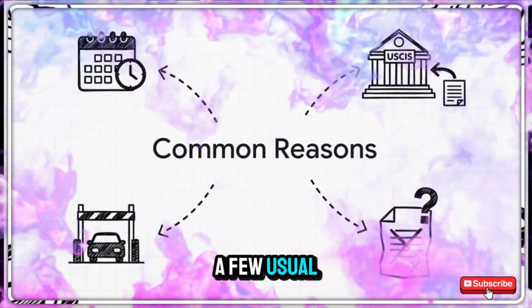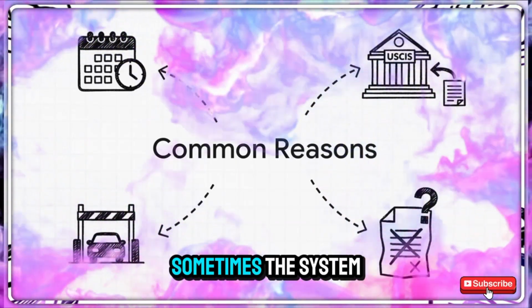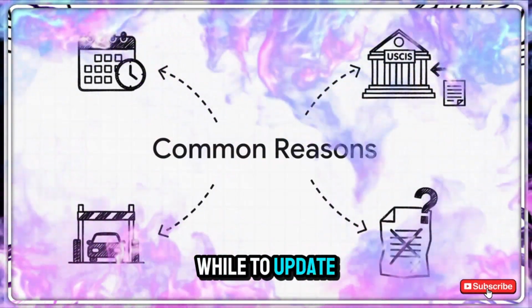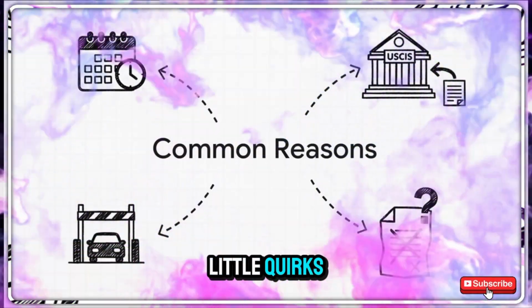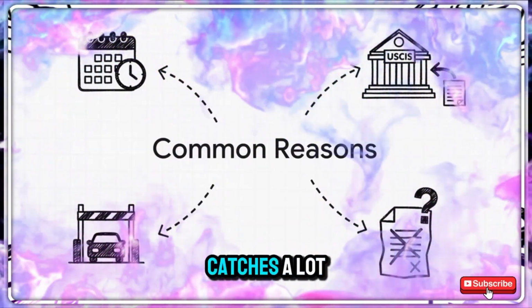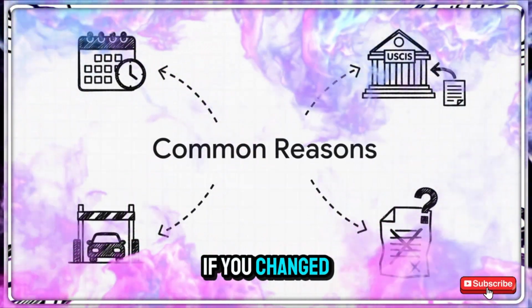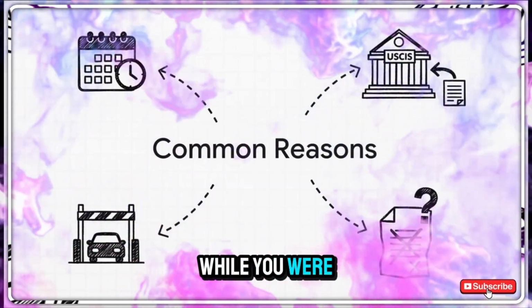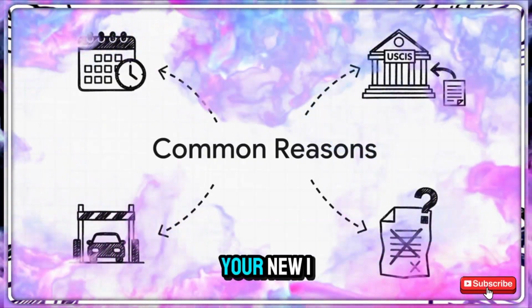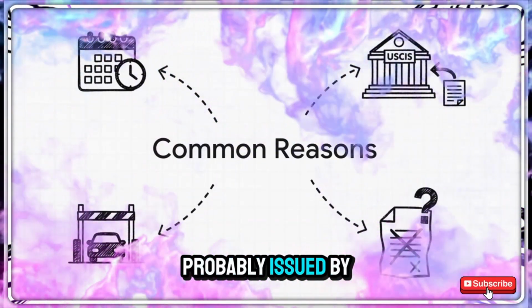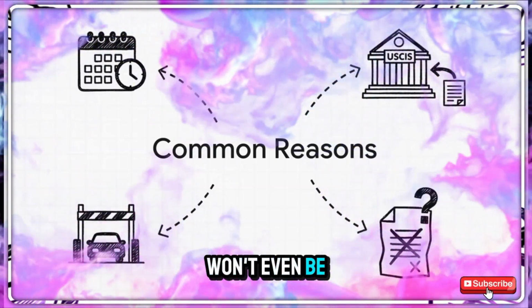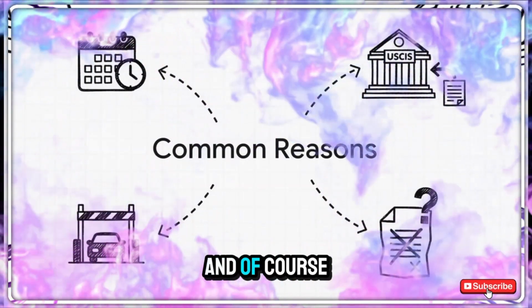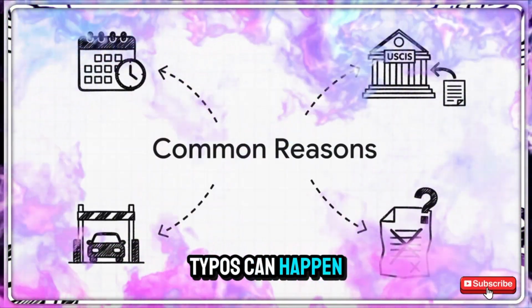So there are a few usual suspects here. Sometimes the system just takes a while to update after a recent arrival. Land entries can have their own little quirks. And here's a big one that catches a lot of people. If you changed or extended your status while you were already inside the US, your new I-94 was probably issued by USCIS, not CBP. That means it won't even be in CBP's online portal. And of course, simple typos can happen.